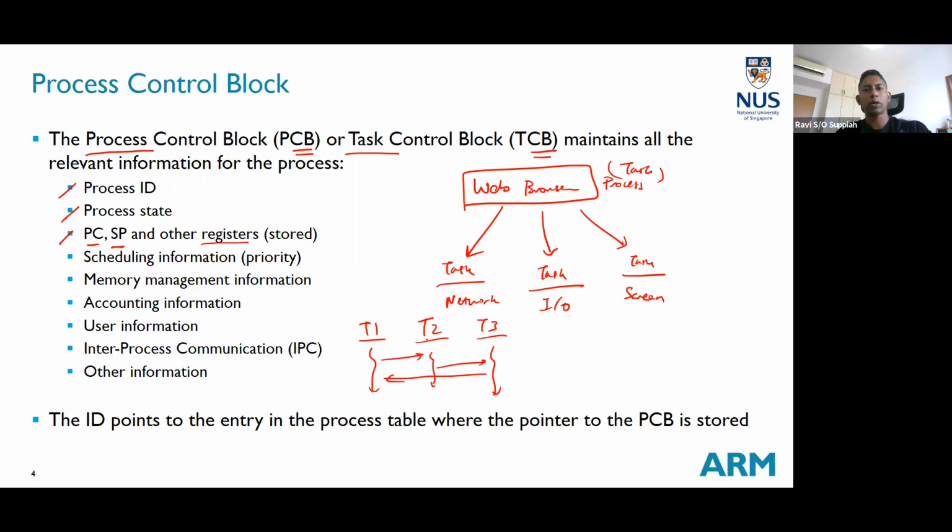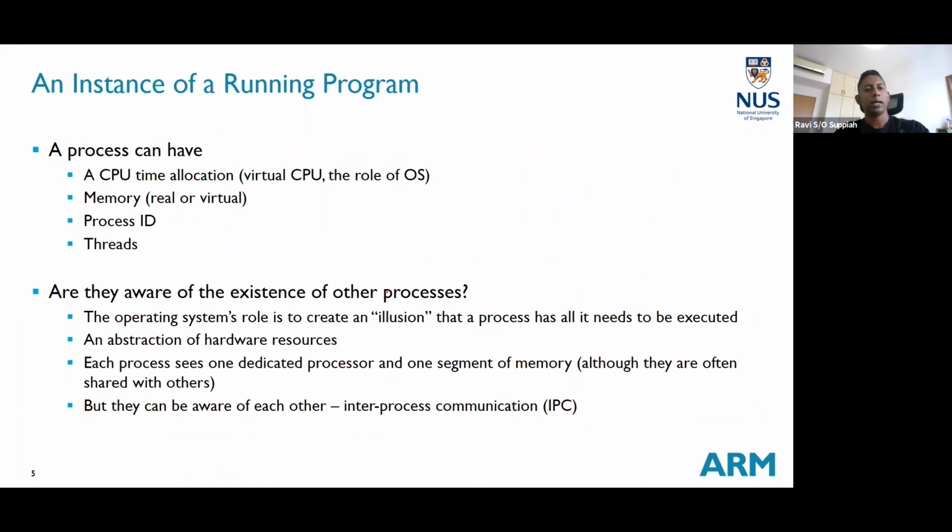Because of this constant switching around, there is a need to make sure that I capture all this information related to a task accurately and correctly before I switch over to another task. That is why we need this task control block.